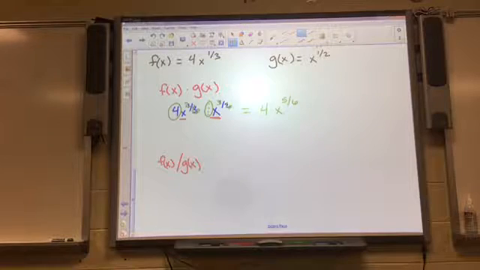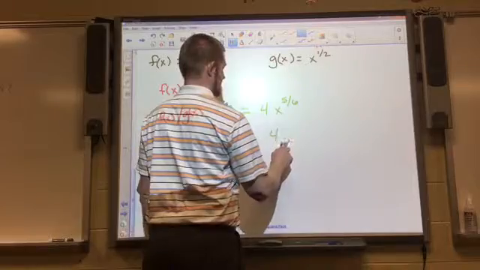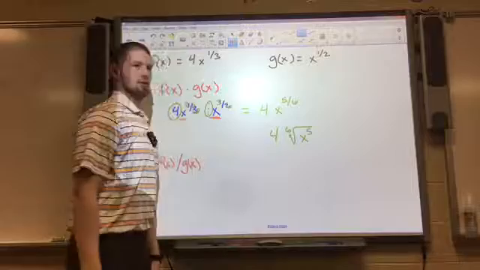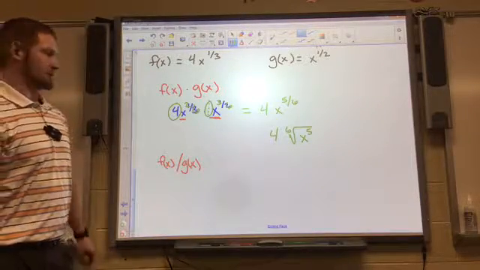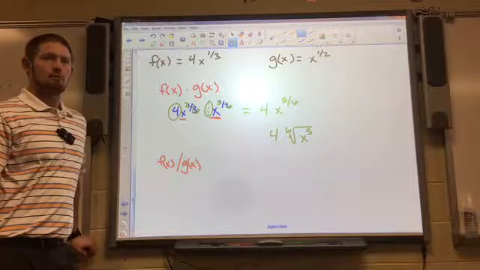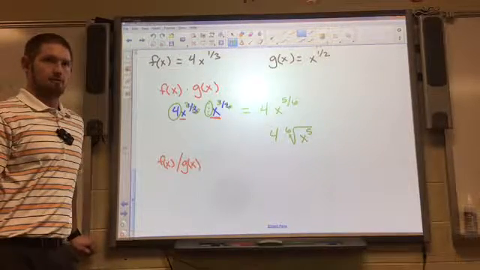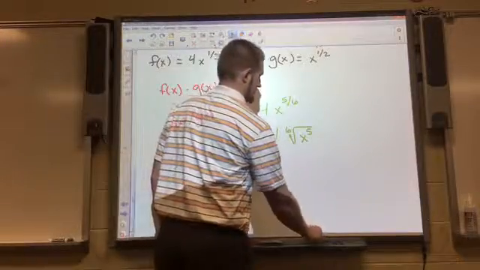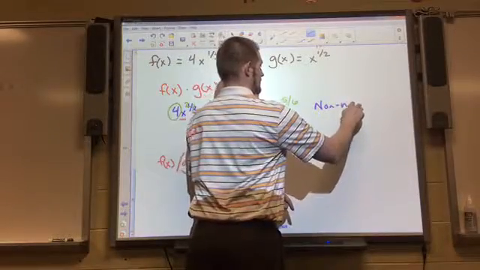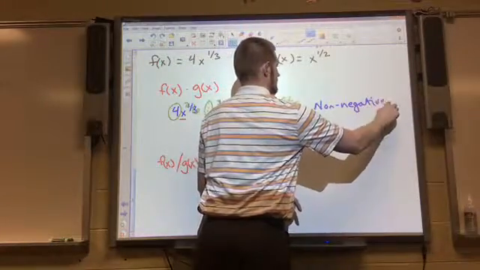Now we got to think about this. Let's find our domain. It's under a radical, correct? Because isn't that the same as 4 times the 6th root of x to the 5th? Isn't that the same thing as that? Okay, so it's under a radical. Is it an odd or an even radical, though? It's even, so can it be negative? No. So what would my range be, or my domain be here? Non-negative real numbers.